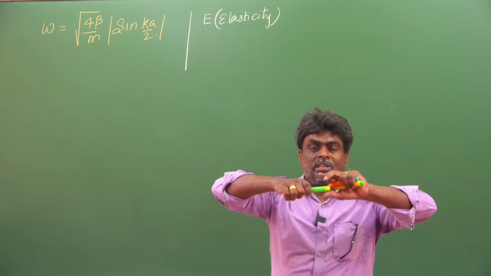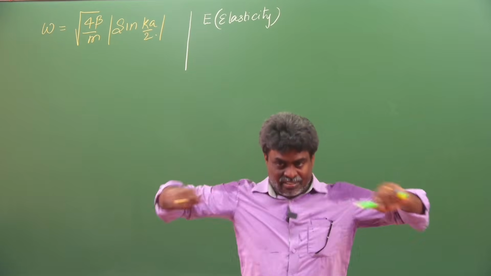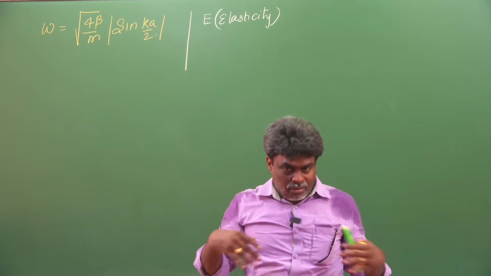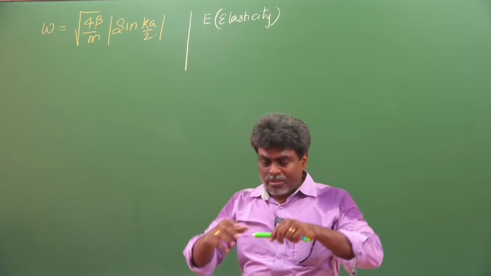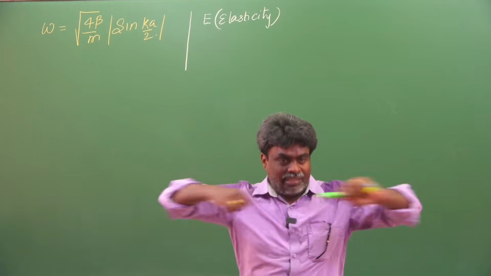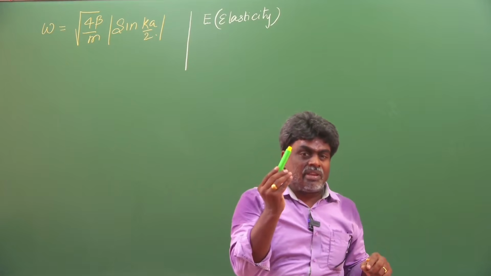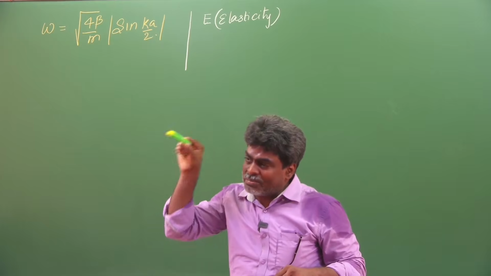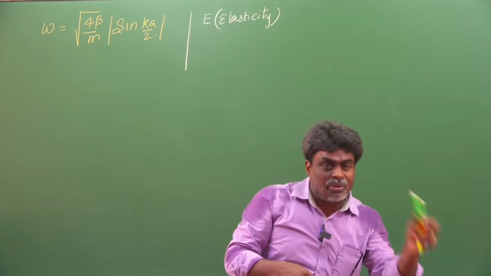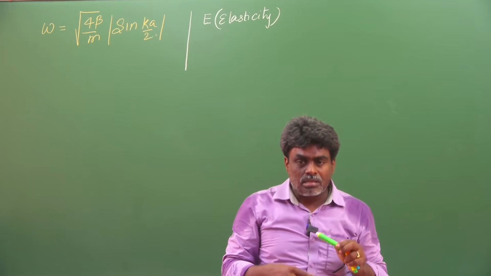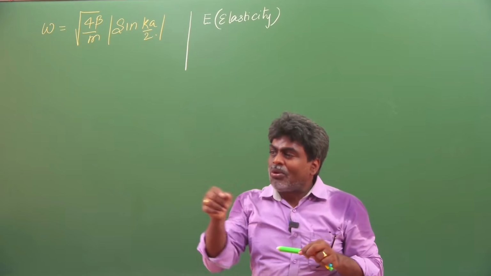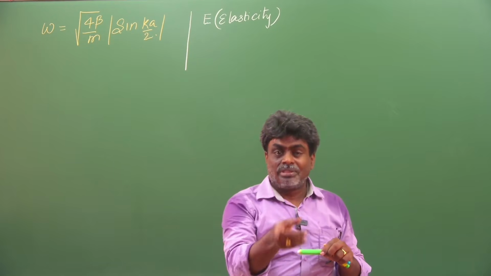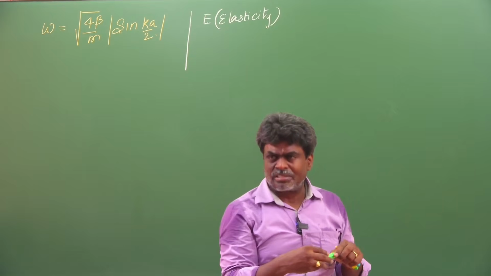For example, linear strain means like this, surface strain means area, and volumetric strain means volume. Is that clear? If it has a linear strain, that means Young's modulus. So under root Young's modulus by density is nothing but the velocity of sound. Similarly, under root B by density is the velocity of sound, where B stands for rigidity modulus or bulk modulus.